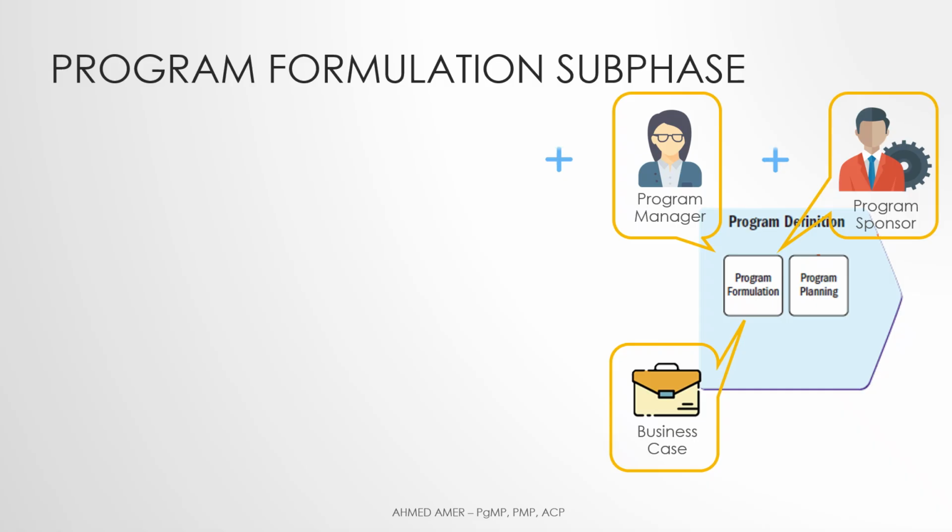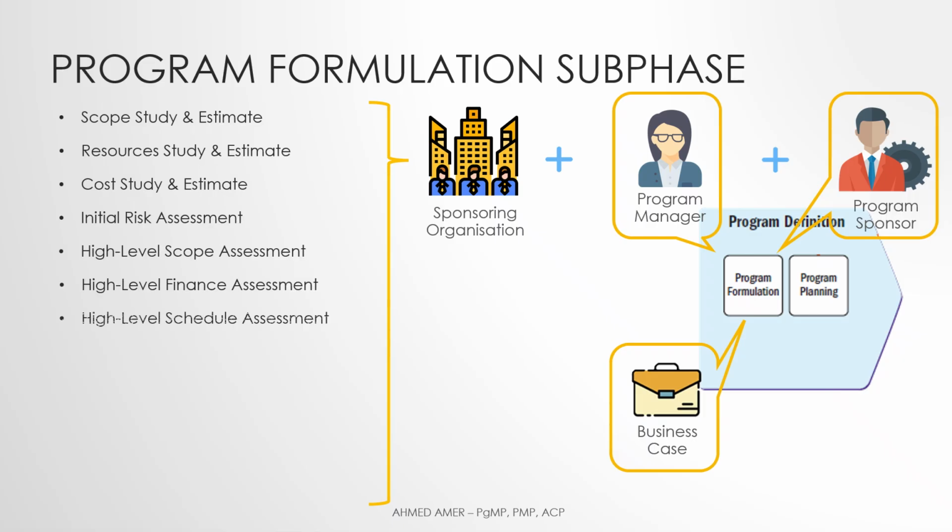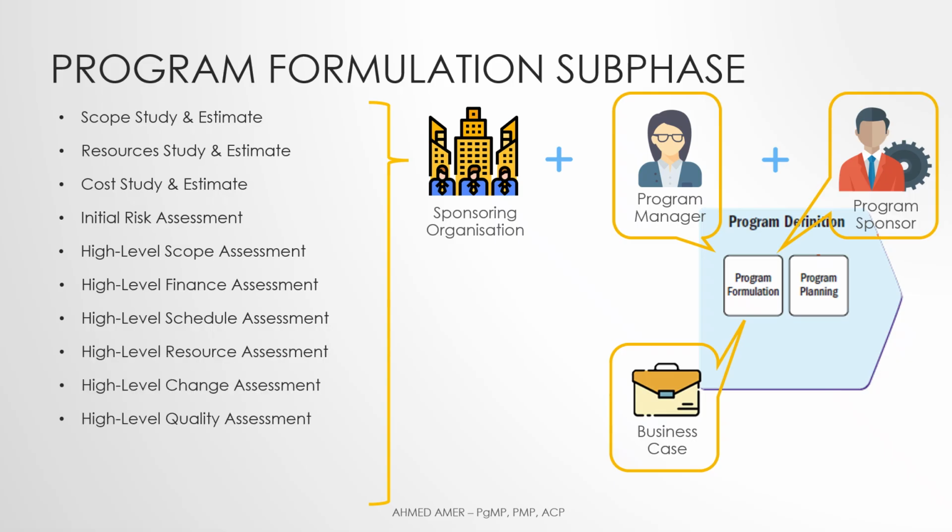It's now time for both the program sponsor and program manager, with the support of the sponsoring organization, to initiate studies and estimates of scope, resources, and cost. Develop an initial risk assessment and other high-level assessments such as scope, finance, schedule, resource, change, quality, communication, procurement, and information. And finally, develop a program charter and program management plan with milestones.